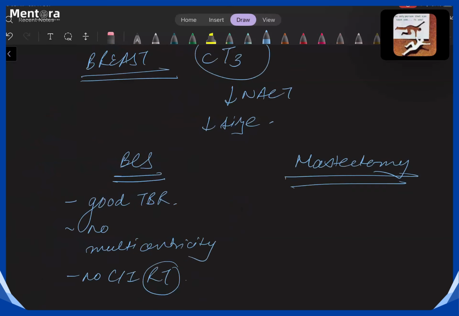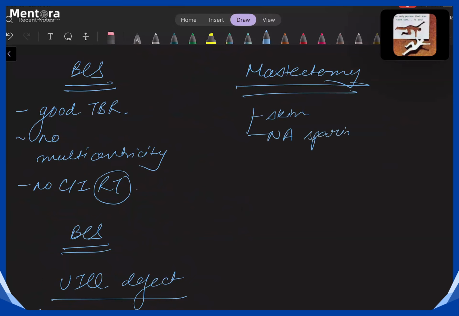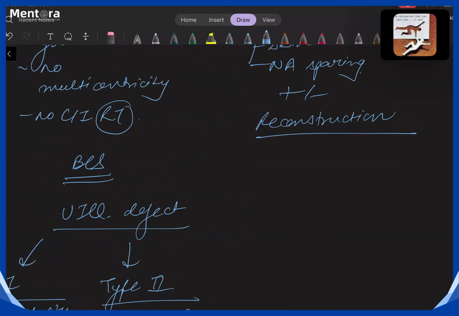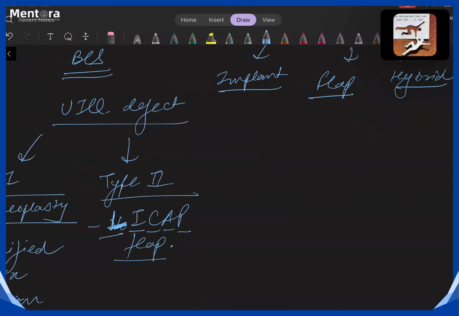So these are two reconstruction options that can be offered in an upper inner quadrant defect. The second option that we were considering was mastectomy. Mastectomy could either be skin sparing or nipple areola sparing. We can also give reconstructive options in patients undergoing mastectomy. And what would all these reconstruction options be? One would be implant. Second would be flap based. And third would be hybrid, which is implant plus flap. Implant means silicone implants that we are talking about.